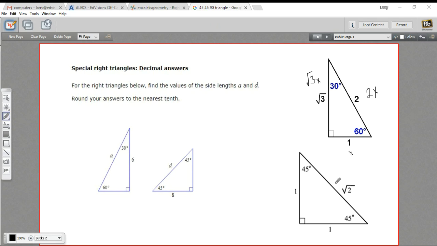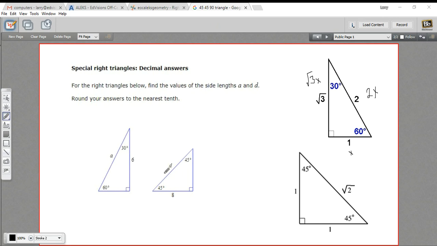The other triangle to know about is this 45, 45, 90 triangle. This is an isosceles triangle. Those two 45-degree angles should tell you that it's got two legs that are the same length. Those sides are the 1 sides, and then the hypotenuse is the square root of 2 side. So if you know the 1 side, you just multiply whatever that number is by the square root of 2. Let me show you how this works with these two problems.